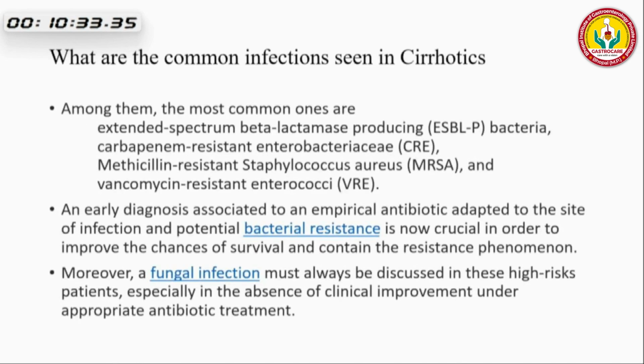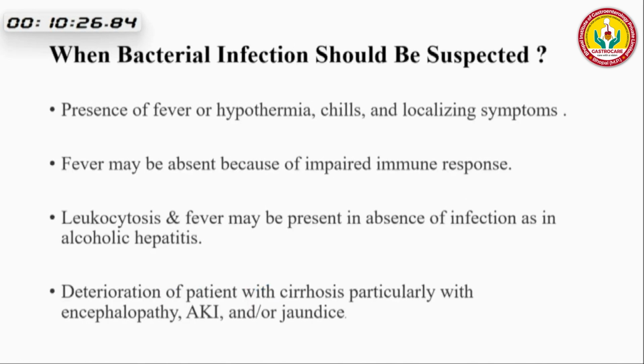The infections commonly seen are those which I have listed here, but I'll not go into detail. How do you suspect that this patient has got an infection? Presence of hypothermia or fever, though fever may be absent in some of these patients because of the impaired immune response, and leukocytosis. But the most important thing is deteriorating liver function tests, or a person who was otherwise stabilized suddenly coming with one or the other complication. So a high index of suspicion is required to diagnose these patients with infection.